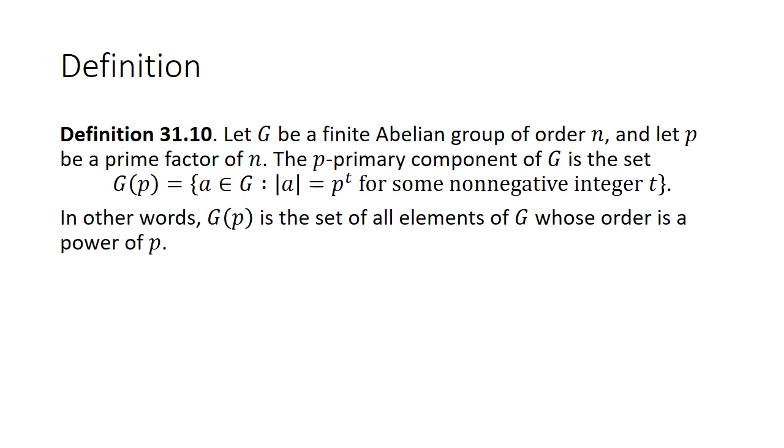So we have a definition here, definition 31.10. Let G be a finite abelian group of order n, and let P be a prime factor of n. The P-primary component of G is the set G of P, which is equal to all of the elements A in G where the order of A is P to the T for some non-negative integer T. So basically, G of P is just the set of all elements of G whose order is a power of P. And that's exactly what we were doing in the last activity where we had G of 2 and G of 3.